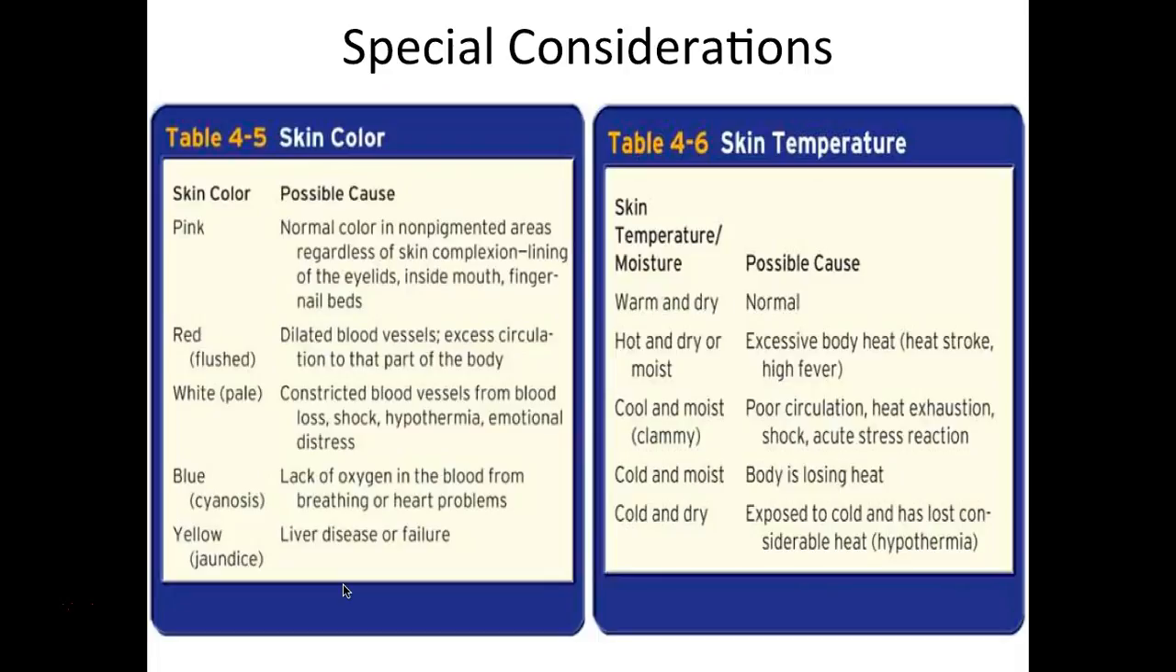All right, some special considerations when doing a secondary check. You want to look at their skin color and check their skin temperature. Is it moist? Does their skin look ashy or pale or blue or yellow? Are they real flushed? Are they red? Is their skin warm and dry? Is it hot and dry, or moist? Is it cool and moist? Are they hot, like they have a fever?